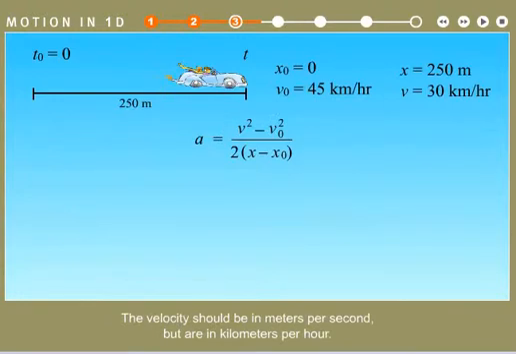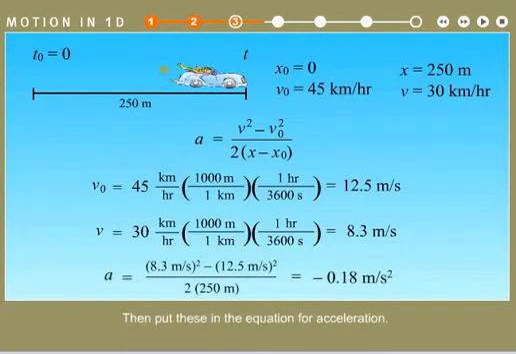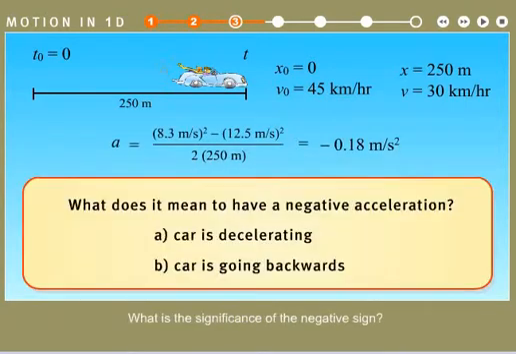The velocity should be in meters per second, but are in kilometers per hour. Use the conversion of 1,000 meters equals 1 kilometer, and 1 hour equals 3,600 seconds for both the velocity and initial velocity. Then, put these in the equation for acceleration. The answer is a negative number. What is the significance of the negative sign?